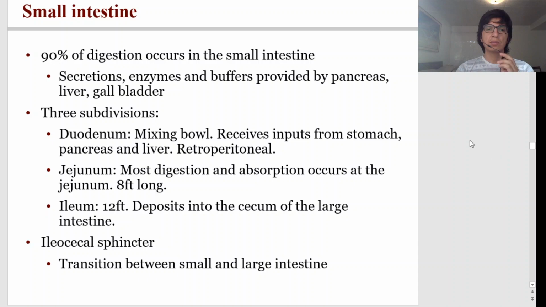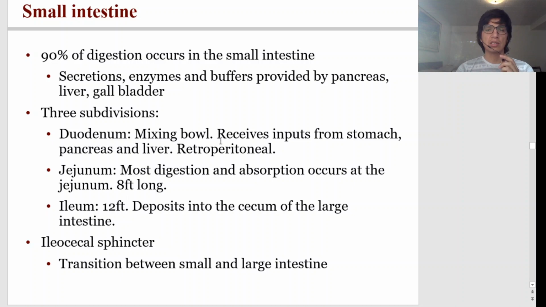Now let's move on to the small intestine. 90% of digestion occurs within the small intestine. It's aided by secretions by the pancreas, liver, and gallbladder. We have three divisions within the small intestine: the duodenum, jejunum, and ileum. The longest being the ileum, followed by the jejunum, where most digestion and absorption occurs.